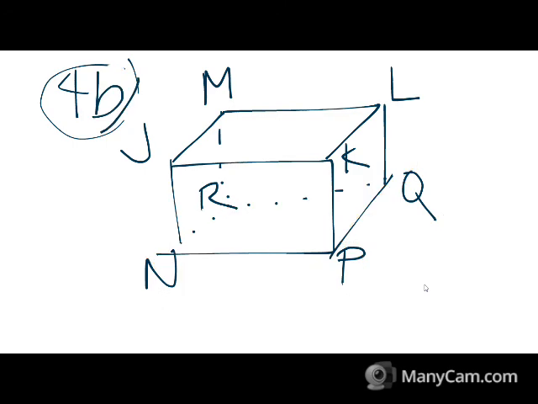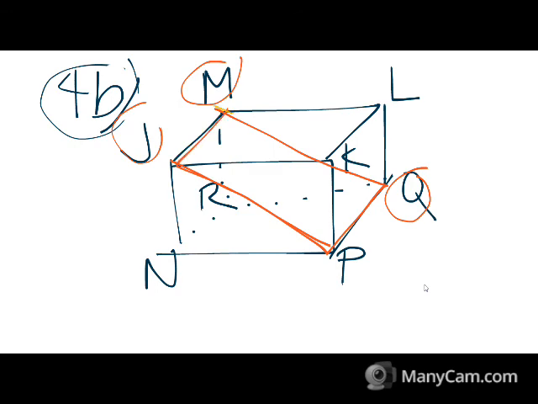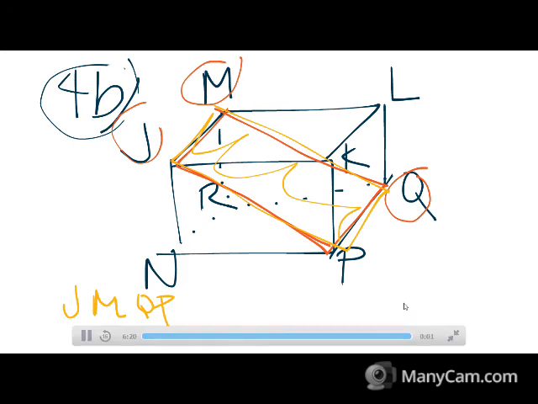Now, for B, it's different. Which plane contains points J, M, and Q? So, J, M, and Q. Now, sometimes the planes aren't visible from the start. So this is the plane. It's plane JMQP. All right, so why don't you try the Got It on page 9?